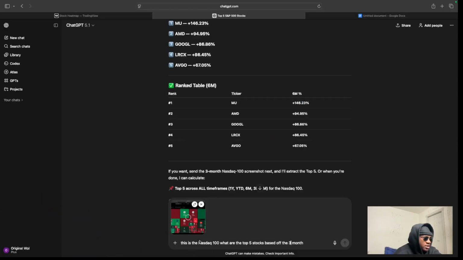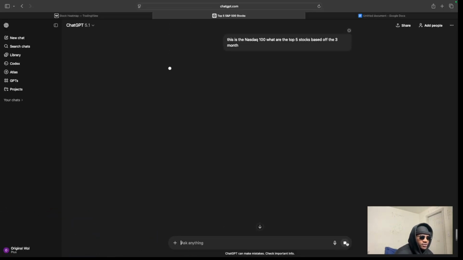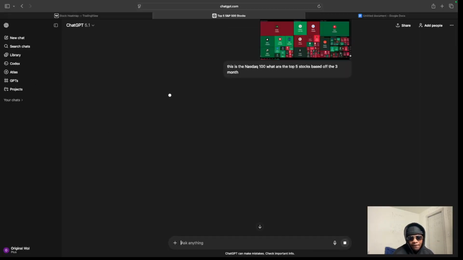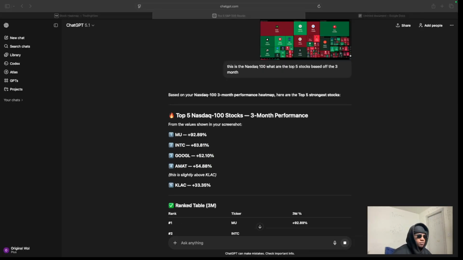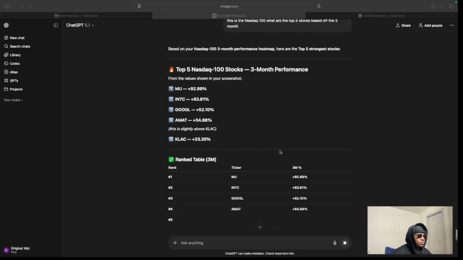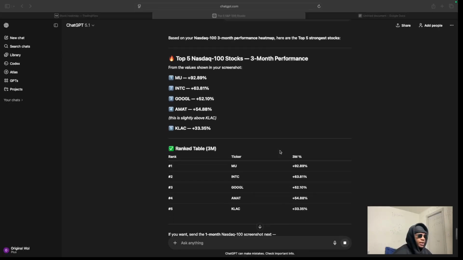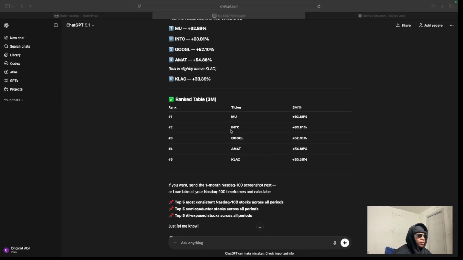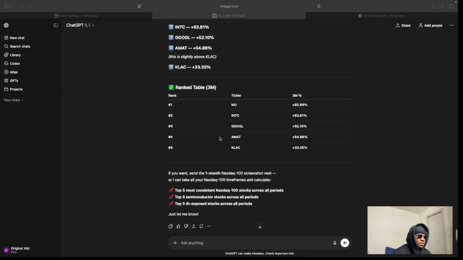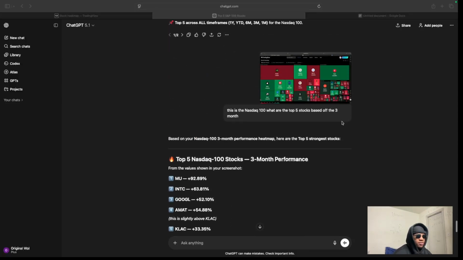All right, now this is the 3 month where stuff gets a little bloody. Now we got the top five for the 3 month. Intel pops its head in there. See how it's switching a little bit? Now after the 3 month, we're gonna go to the final destination and see what everything was popping over the 1 month.